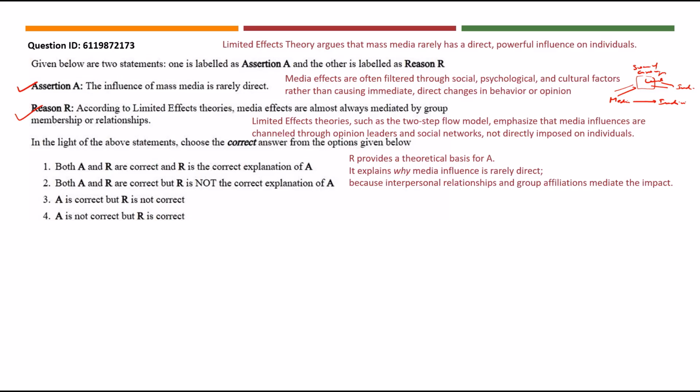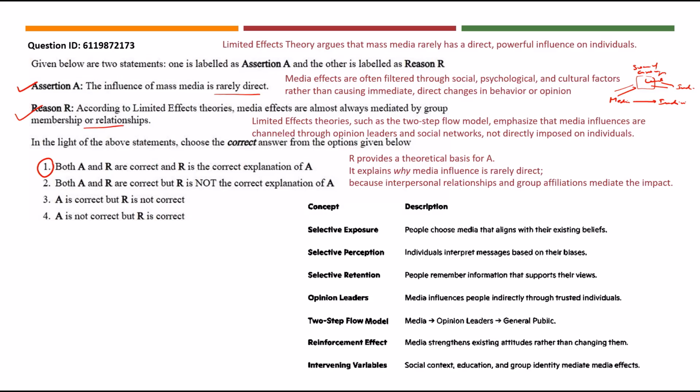The two-step flow model is happening because still now mass media does not have any direct influence on individuals. It is relying on those group networks, and these group networks called influencers are actually managing the individuals. So we can go with option number 1. Both A and R are correct, and R is the correct explanation of A.